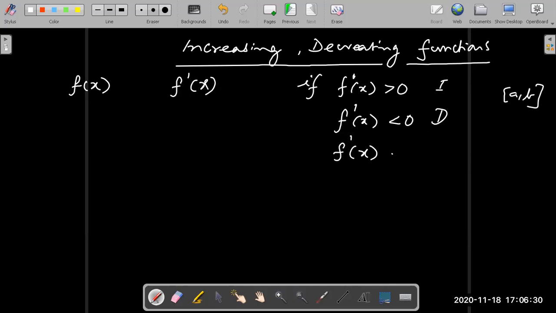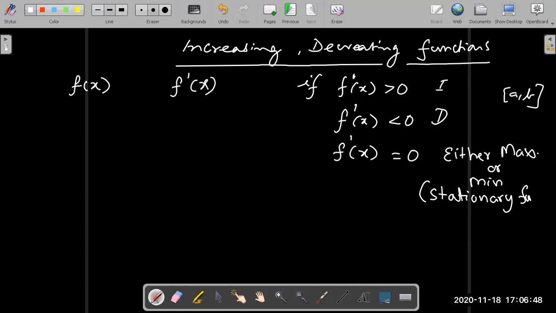There is a third one which we'll learn in the next section. If f dash x equal to 0, then we call that either maximum or minimum value. We also call this a stationary point. So this we'll get in the next topic. A lot of questions will come on this. But for first, f dash x greater than 0, increasing; less than 0, decreasing. Then there is another terminology called strictly increasing and strictly decreasing.